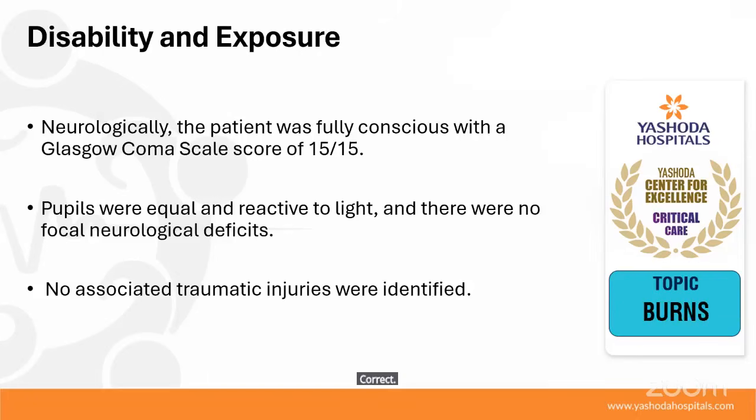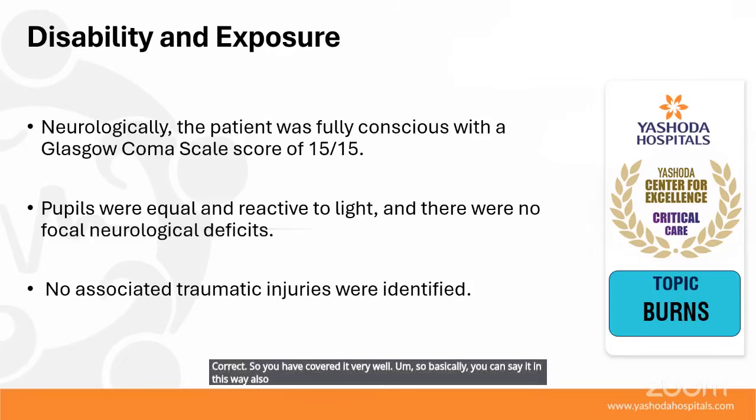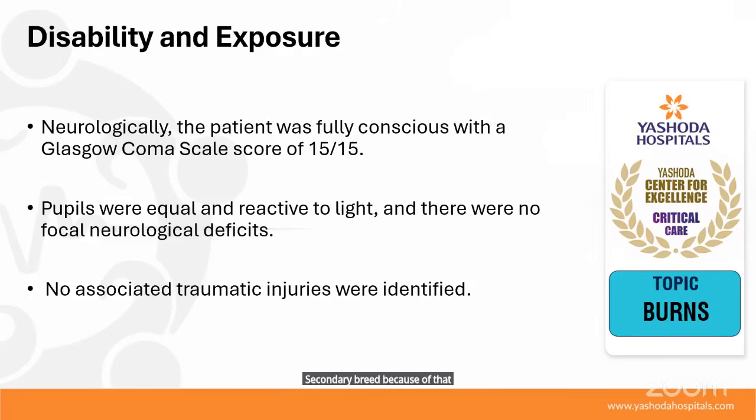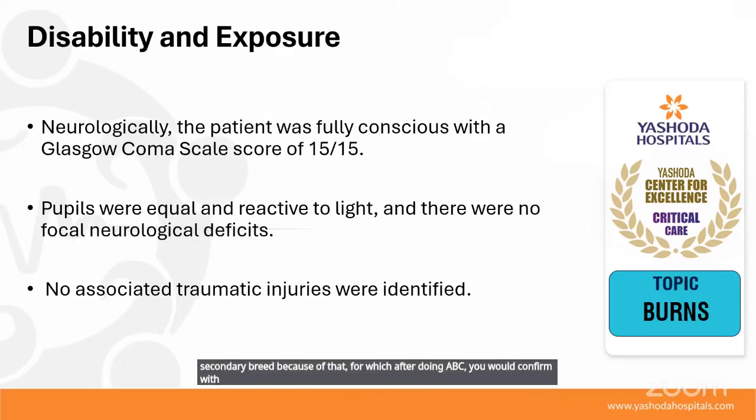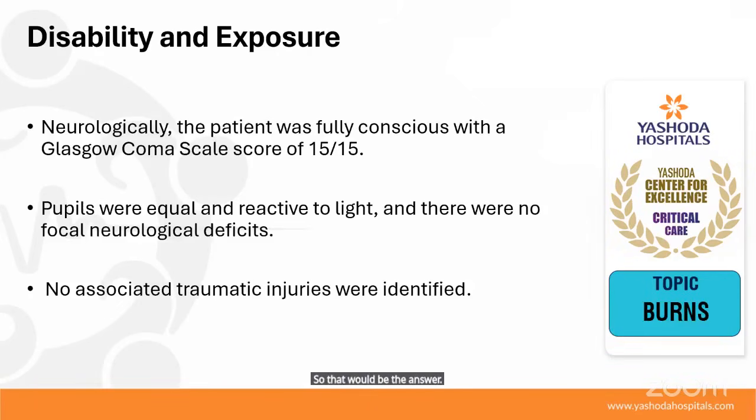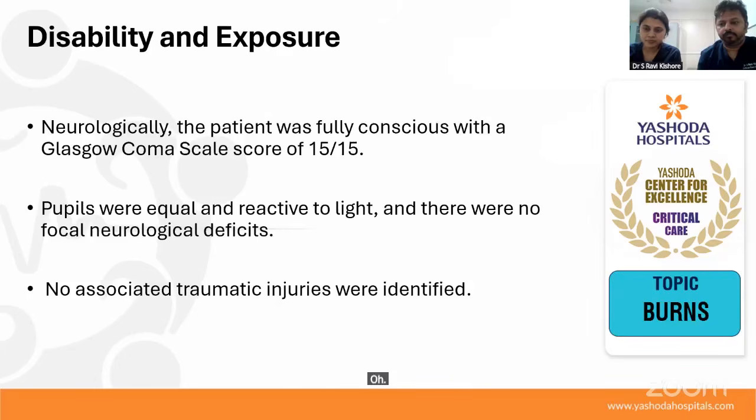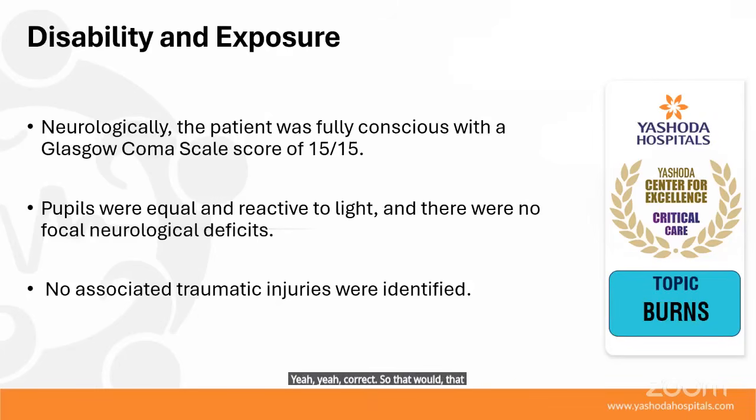Correct. So you have covered it very well. Basically, you can say it in this way also. You would like to rule out the primary reason and the secondary causes of his loss of consciousness. The primary reason being the electric current shock itself, and the secondary cause, secondary trauma, secondary bleed because of that, for which after doing ABC, you would confirm with the imaging, and if required, you will do an EEG in case you are looking for non-convulsive status epilepticus. So that would be the answer. Right, sir? Yes, absolutely. So that would help you in the neurological prognostication.